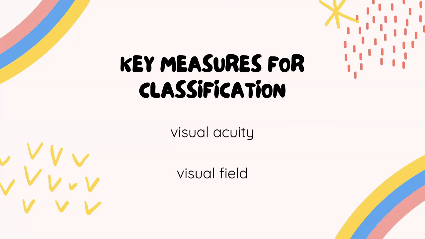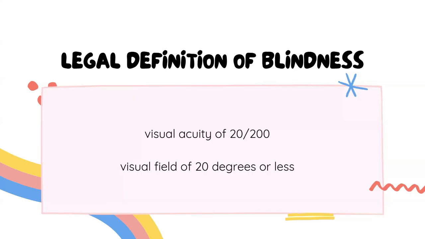Meanwhile, visual field refers to the total area a person can see without moving their eyes. It is the total area a person can see while focusing on a central point. A normal visual field is about 180 degrees horizontally.